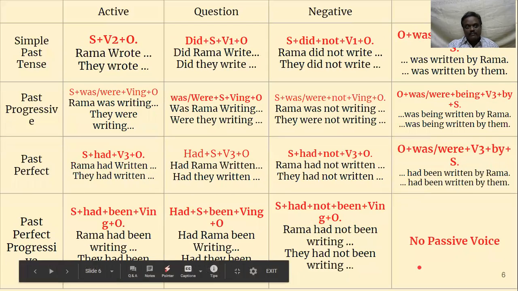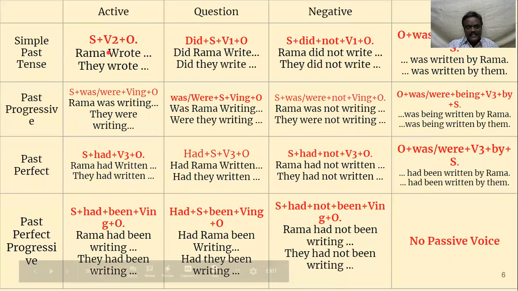Let's go to the next one, past tense. See, in the present tense we have V1 or V-s, simple present tense. But when it comes to simple past tense, it is just V2. Rama wrote a letter, they wrote a letter. So there is no problem with subject-verb agreement. Whatever the subject, singular or plural, we don't need to worry, we just use V2. Rama wrote a letter, they wrote a letter.